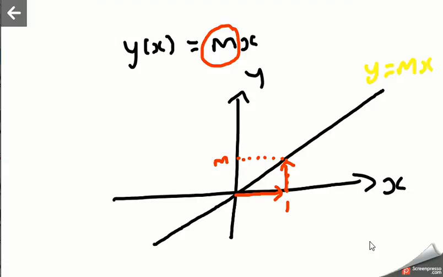And we call m the gradient. M is called the gradient. The gradient determines the slope of the line when we draw the graph of the function y of x equals mx. Okay, so the gradient tells us the slope of the line.